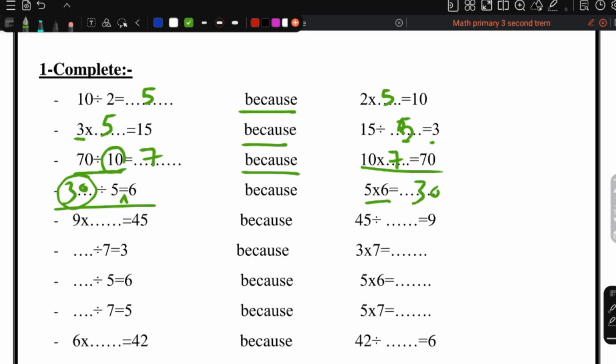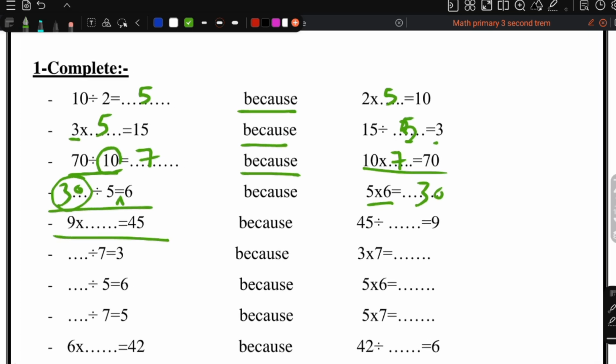Okay, 9 times what number gives me 45? Yes, times 5, in table 9 or table 5, whatever, because 45 divided by 5 equals 9. So you have a missing product here. What number divided by 7 equals 3? How can we get the product? By multiplying the two small factors. 3 times 7, 21.